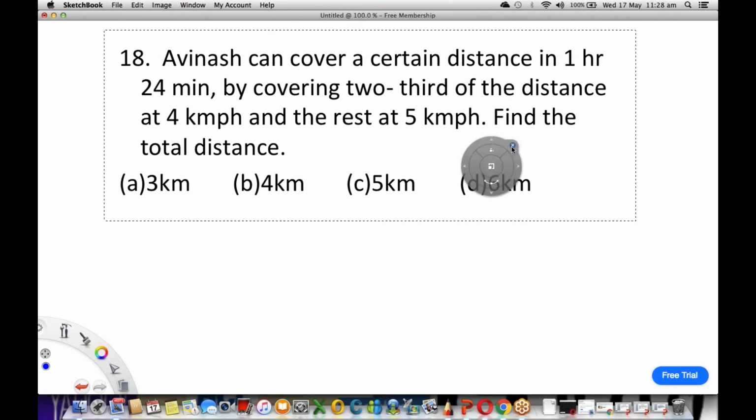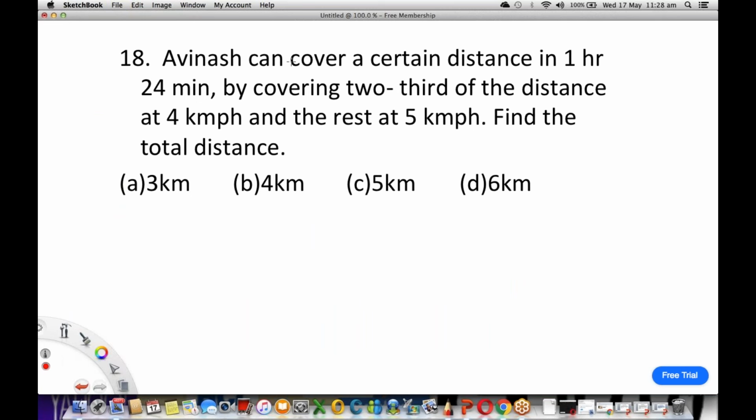So actually here he just mentioned some information. Avinash can cover a certain distance in 1 hour 24 minutes, covering two-thirds of the distance at 4 kilometers per hour and the rest, meaning one-third of the distance, at 5 kilometers per hour. Then find the total distance. Actually this problem does not give the distance. So whatever the distance, that would be the same. So I'm going to go with a simple plugin before solving the problem.